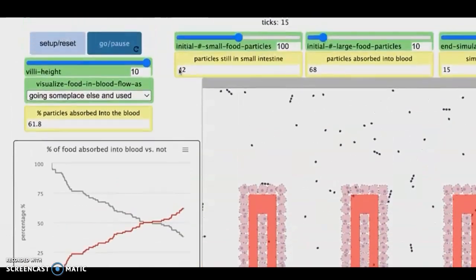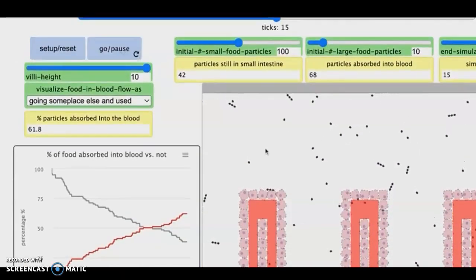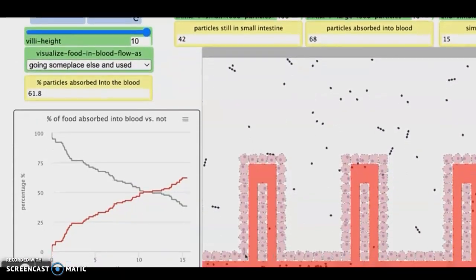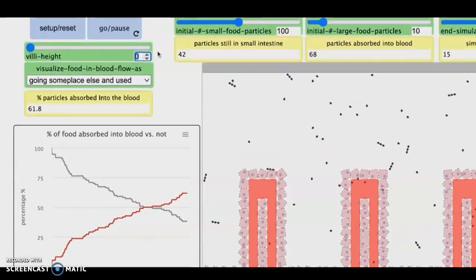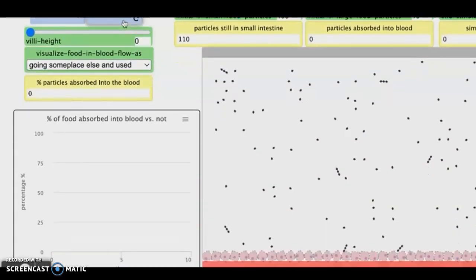But let me ask you something. What do you think would happen if the inner lining of the small intestine was flat? So in order to model this, I'm going to move the small intestine height down to 0. And I'm going to reset this, and let's see what happens now.